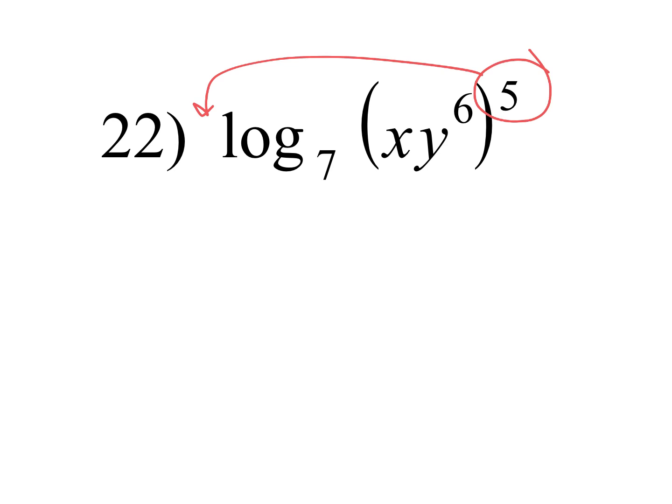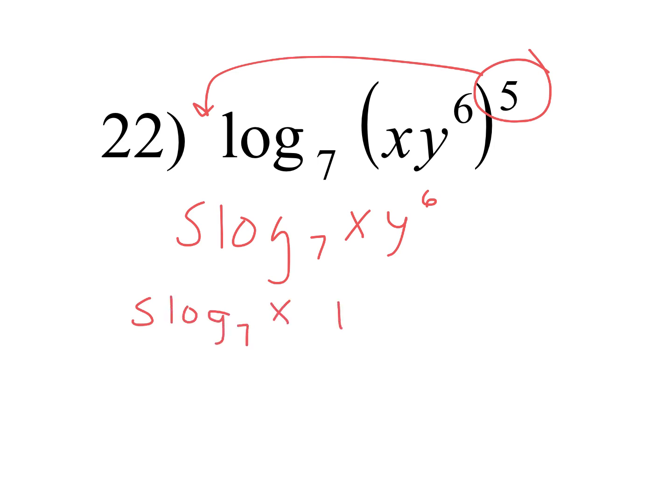So I'm going to move it to the front, so it's 5 log base 7 of x times y to the 6th power. Now I'm multiplying, so how do I split it apart when I'm multiplying? We add. So this is 5 log base 7 of x plus 5 log base 7 of y to the 6th power. So just notice how this one's a little bit different.